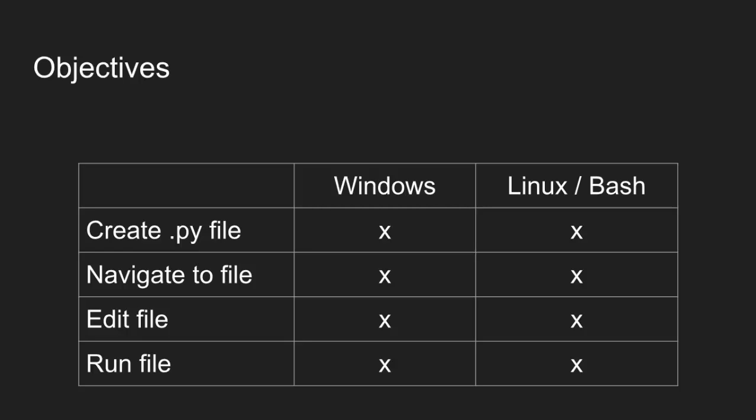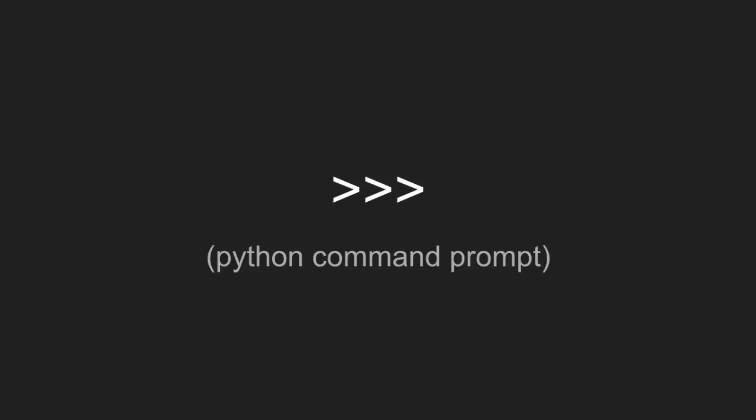We're going to learn both Windows and Linux/Bash, and you can use either one or the other. Throughout this course we'll be alternating between them, so you should be familiar with both, at least in concept. So we want to be able to create .py files, navigate to that file, edit the file, and then execute or run the script. Again, we want to do those in both environments, Windows and Linux.